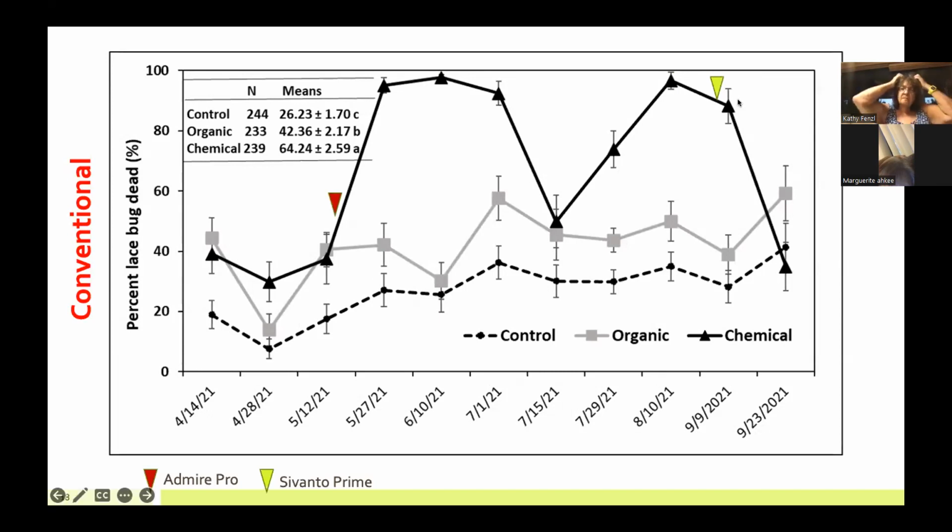Sivanto was also a really good product. So at this point here, in September, we sprayed Sivanto. We had about 80 to 85% kill at that time. The malathion also helped to maintain that almost 100% kill at the time. And then Danitol, which is similar to Mustang, it's another synthetic pyrethroid, also showed that good kill to about 100%.